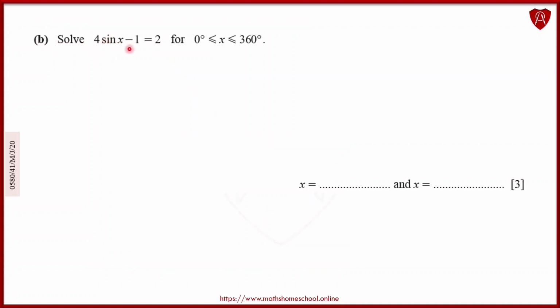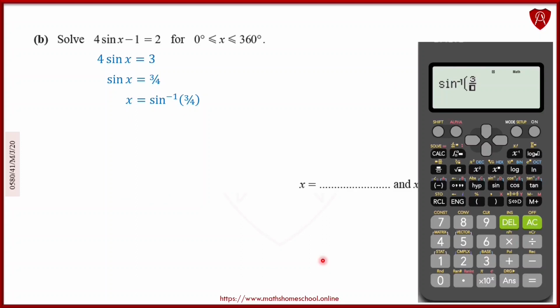Solve 4 sine x minus 1 is equal to 2 for that same range. Let's start by adding 1 to both sides. 4 sine x is equal to 3. Divide by 4 both sides. Sine x is equal to 3/4. So x is the angle whose sine is 3/4. Let us find sine inverse 3/4. Shift sine 3/4 equals 48.59. We write 48.6 to one decimal place.